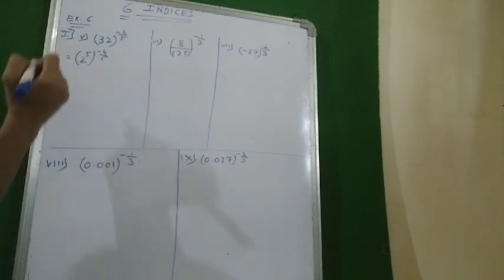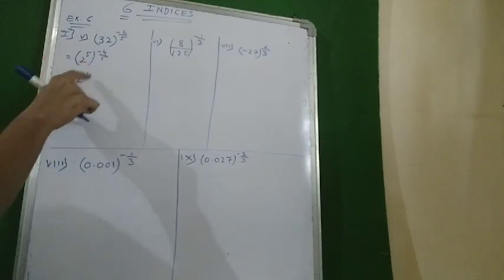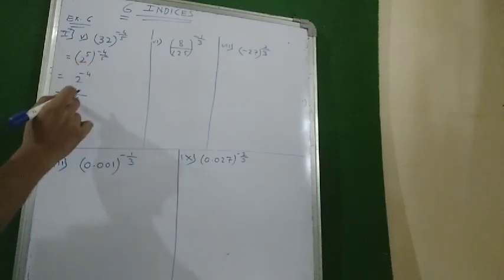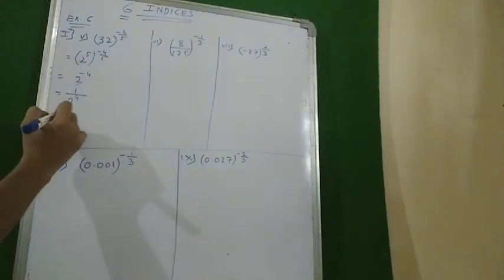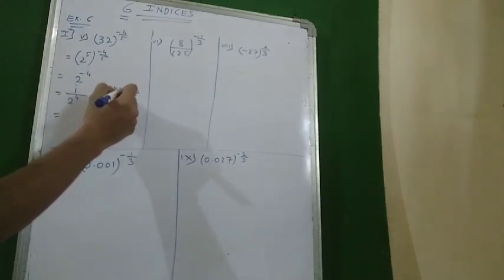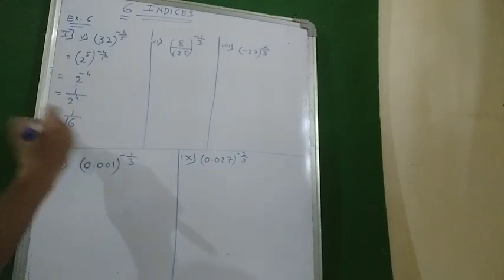So this 5 and this 5 will get cancelled. So we have 2 raised to minus 4. If we have minus sign in the index, this can be written as 1 upon 2 raised to 4. And 2 raised to 4 means 2 into 2 into 2 into 2. 2 2s are 4, 4 2s are 8, 8 2s are 16. So we have 1 upon 16.